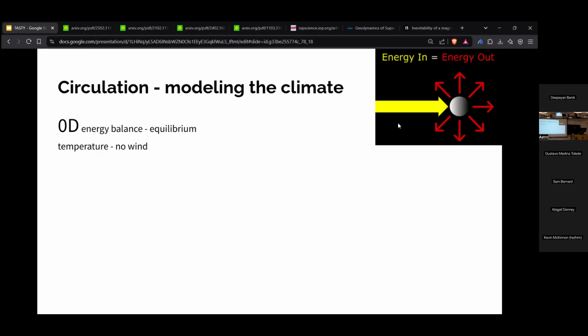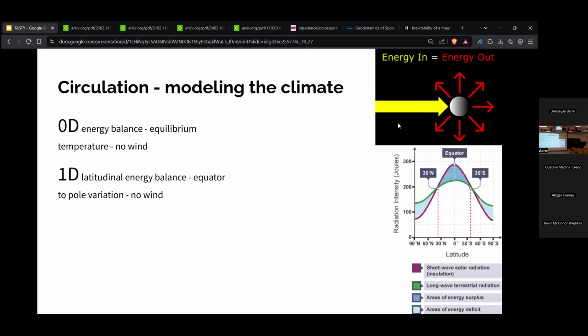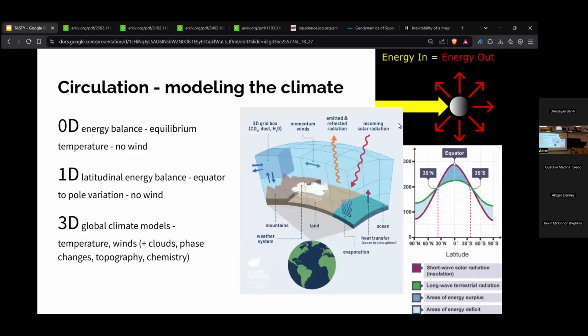For exoplanets, the most basic energy balance is a 0D model where you have incoming and outgoing energy balanced out, which can give you the equilibrium temperature of the planet, but then you know that it does not hold true for Venus because the greenhouse effect is not incorporated. It does not have wind structure. You could go to more detailed models like a 1D latitudinal model with insolation radiation across a longitude. But again, there is no wind in this.